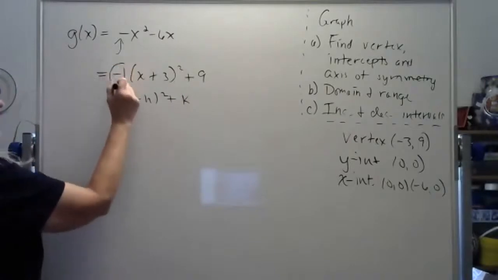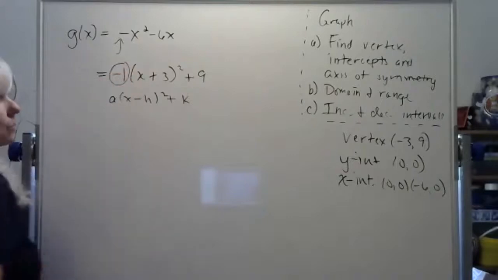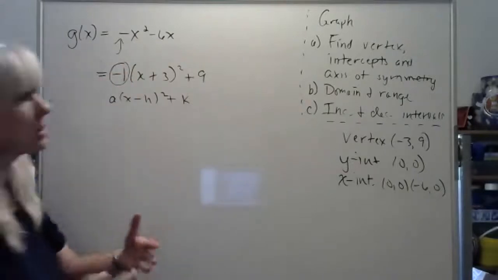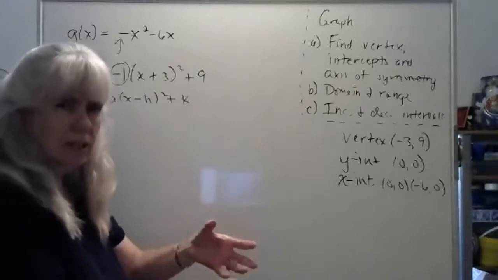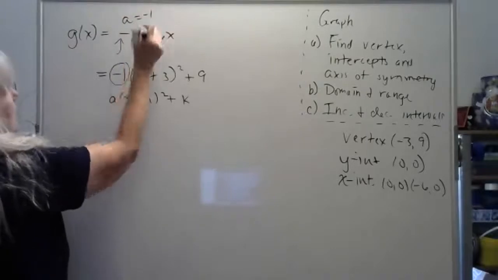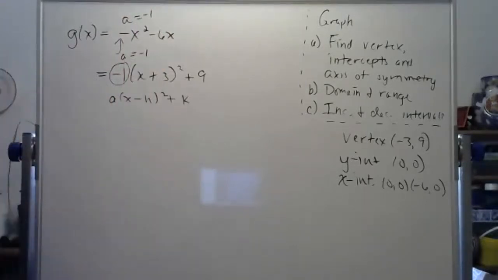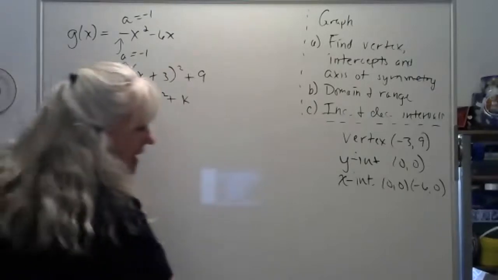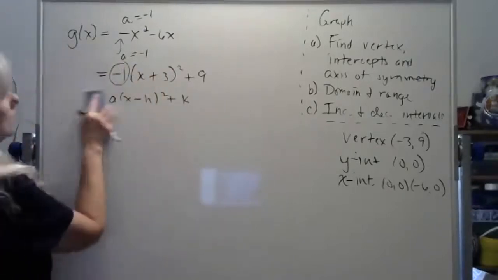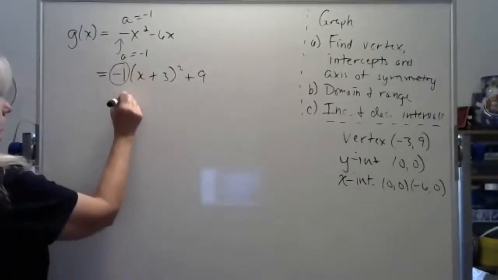This -1 that's sitting out in front is coming from this, so that negative is that -1. On the previous example, we had a 2 out in front. So if I'd gone to write that in the vertex form, I would have put a 2 right there. Whatever a is, it's the same in both places, no matter which form you're using. So in case they ask you to write it in that form, you can do it. Okay, let's go graph it.